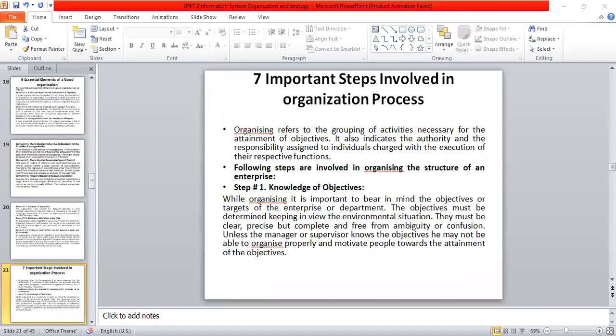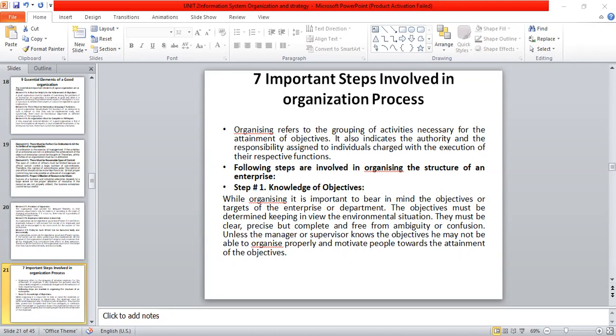Fourth step, defining and assigning activities to jobs. Whatever activities are there, accordingly we have to appoint the employees and give responsibility to the employee with respect to the skill of that particular person. Then the fifth step, fitting personnel into the job. Here we have to appoint the qualified person which we require for that respective activity.